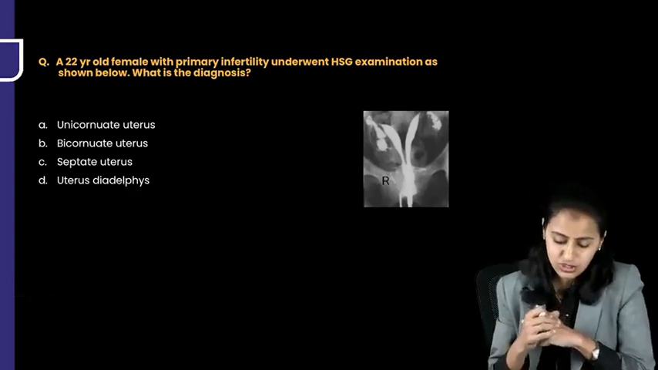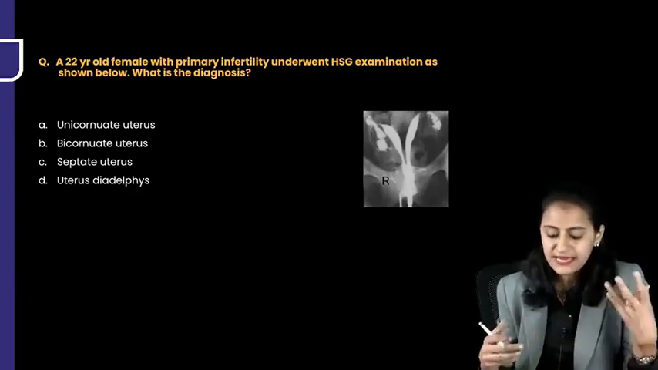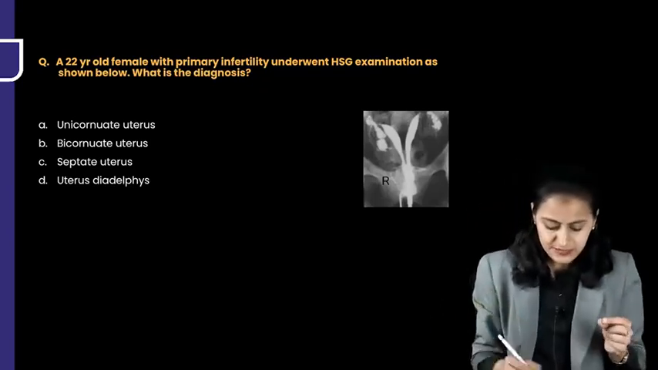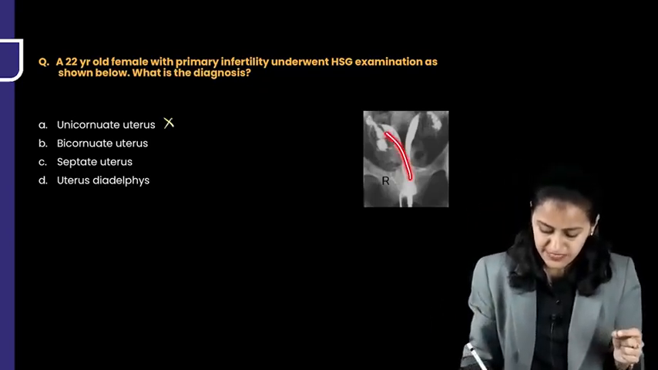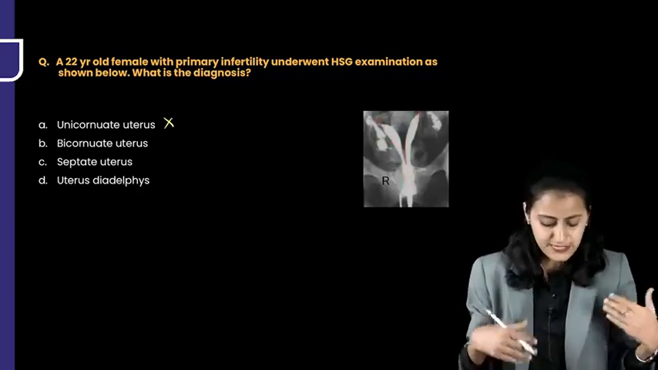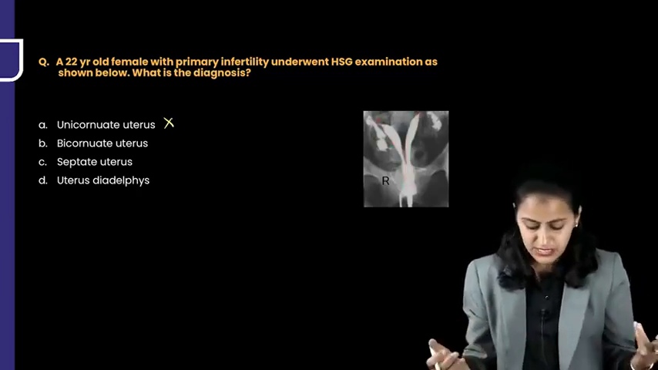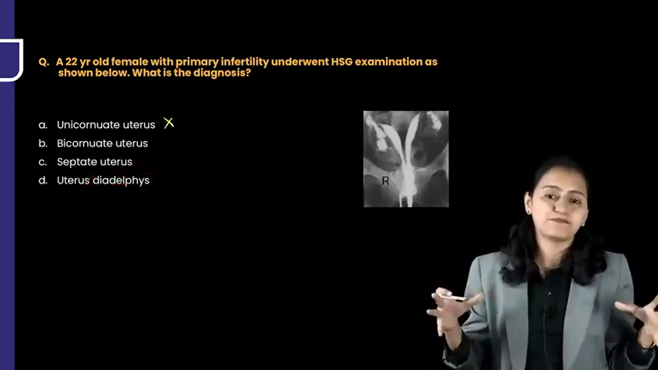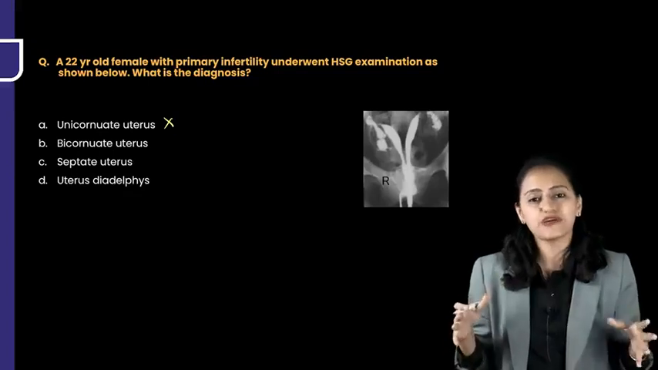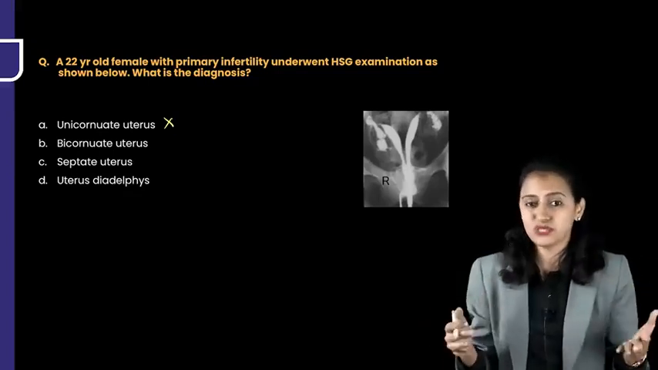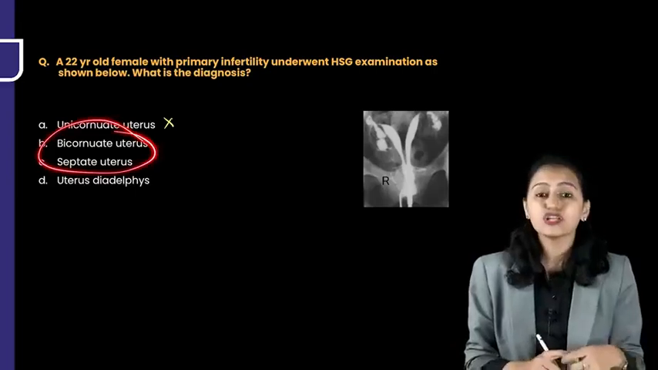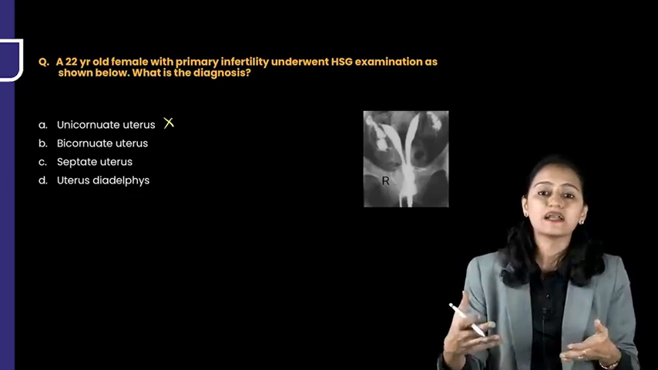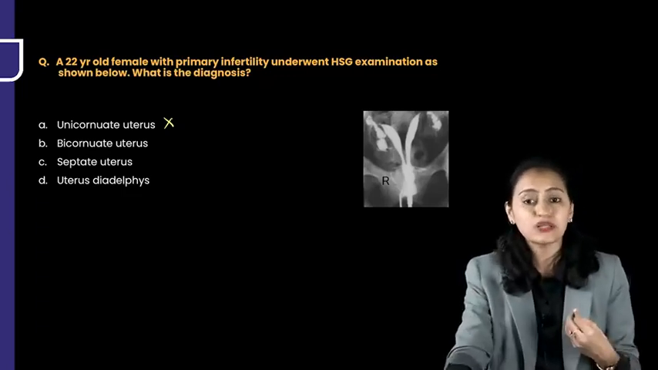Now, let's have a look at this question. This is a female with infertility, HSG is given. What do you think is the diagnosis here, right? This is not a unicornuate uterus because we are seeing two horns. So whether it is bicornuate, septate, or uterus didelphys. Didelphys is completely separate two uteri, no fusion at all, so there will be two cervices as well, which we don't see here. Whether it's bicornuate or septate, it's difficult to comment on HSG. We need to do MRI or ultrasound to comment on that.